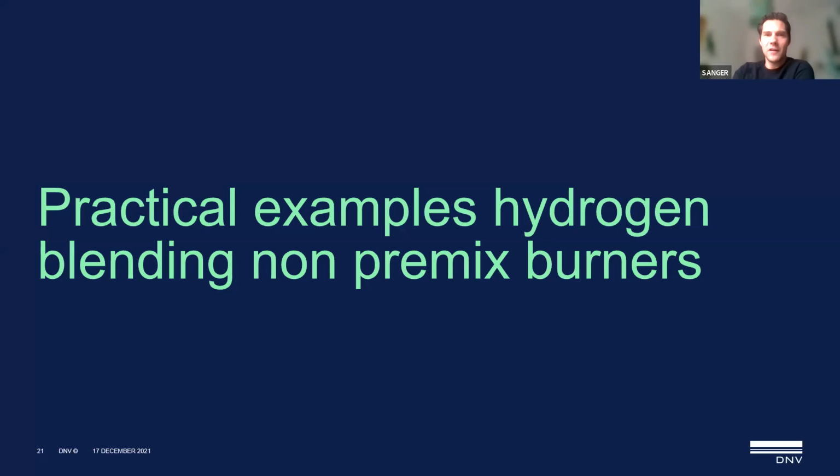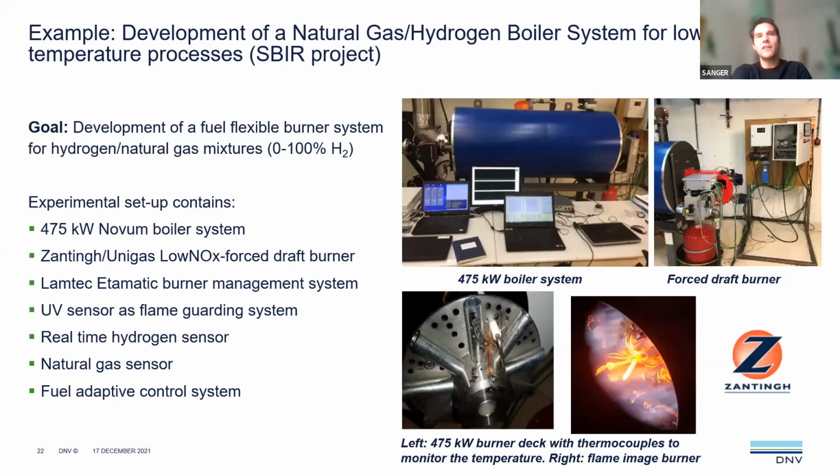If we go to examples of non-premixed burners, just an example of what we did in our lab. We tried to convert a forced draft burner, which is used for natural gas, to mixtures and blends of natural gas and hydrogen, but also converted to pure hydrogen. This is a simple hot water boiler, around half a megawatt, 475 kilowatts. And we converted this system completely to flexible hydrogen concentrations.